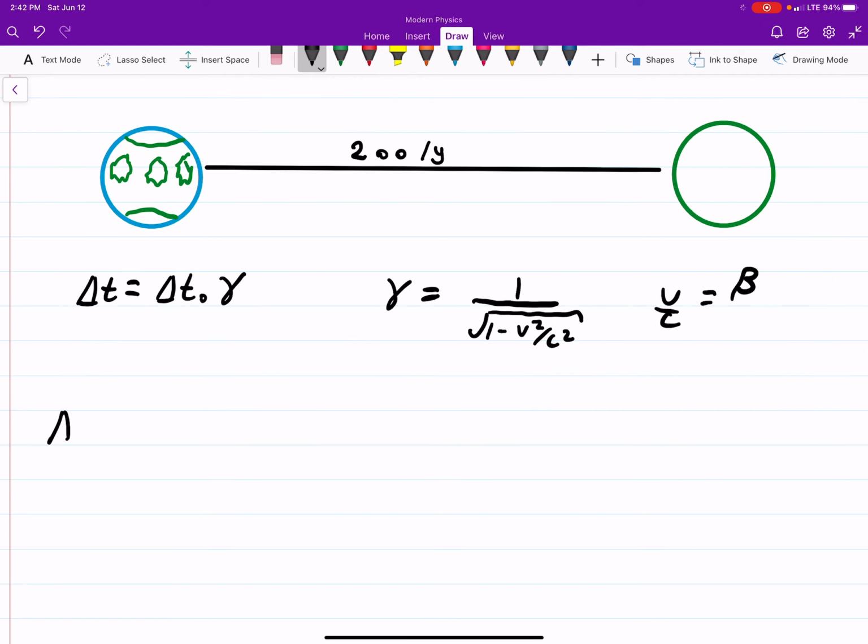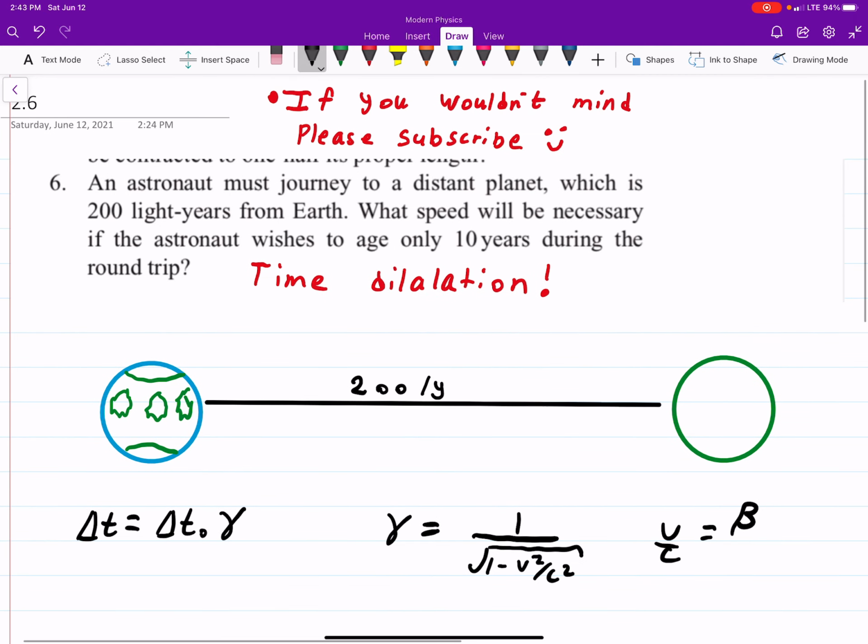So delta t equals delta t naught divided by the square root of 1 minus v squared over c squared. Okay, so we have that. Now let's look at what we have.